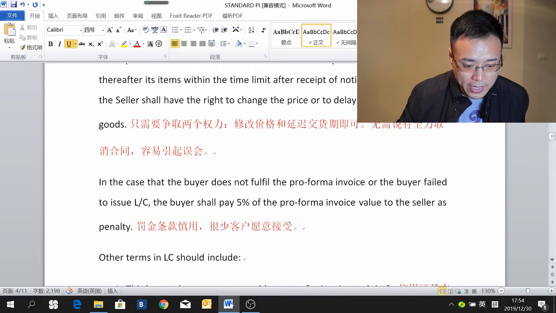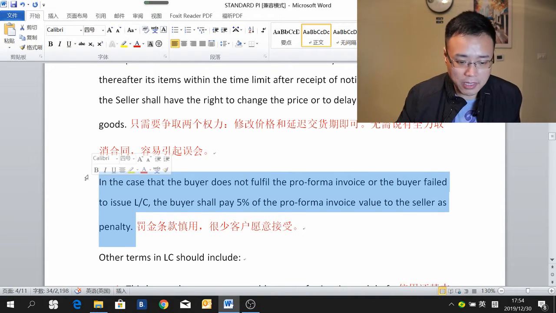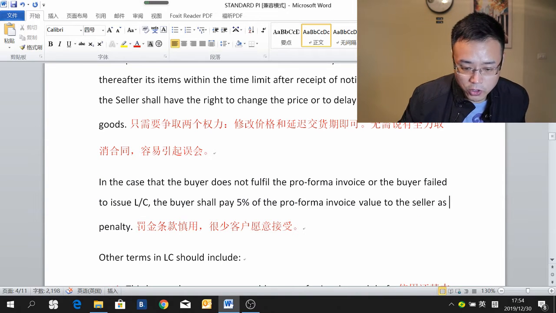Okay, next one. In the case that buyer doesn't fulfill the pro forma invoice or the buyer failed to issue LC, the buyer should pay 5% of the pro forma invoice value to the seller as penalty. I can say 90% of the clients won't accept it. Why do we still have such a term?